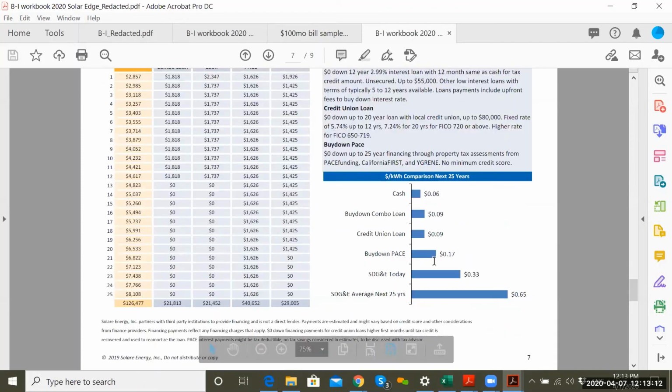And it's really cool that you guys show here the payback or the actual kilowatt hour rates, whether you purchase this system or how you finance this system, whether you pay cash for it or do a loan from a credit union or some other sort of solar loan, or PACE financing, which is a unique way of financing solar as well, or just stay on SDG&E today or for the next 25 years.